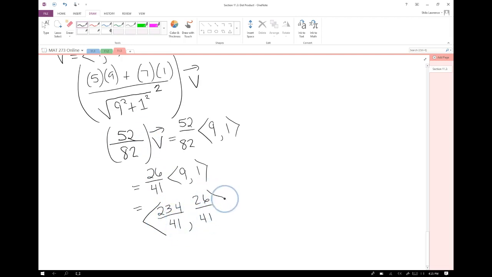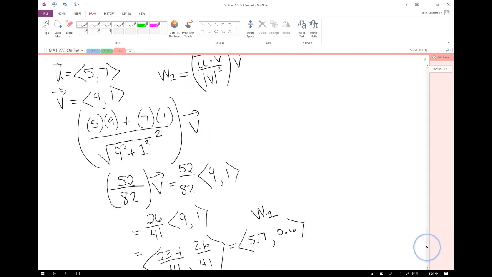Now, these really weird fractions are not very helpful when graphing. So if we want to see if our graph is accurate at all, we could change these to decimals just to get an idea of where exactly this would be plotted. And this is about 5.7 and 0.6. So this is our guess for w sub 1, the projection of u onto v.